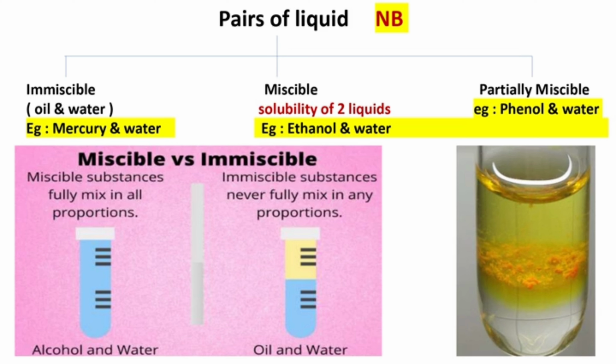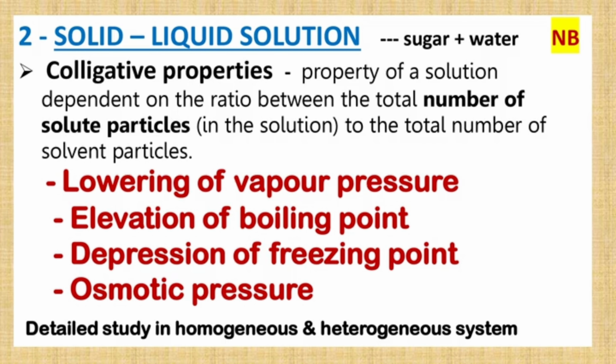Then miscible versus immiscible, a representation I mentioned here for understanding. You can just check it. Same as that one. Then the next slide we are discussing, solid liquid solution. Solid liquid means a solid part is there and a solvent part is there. So sugar plus water is a common example for the solid liquid solution.